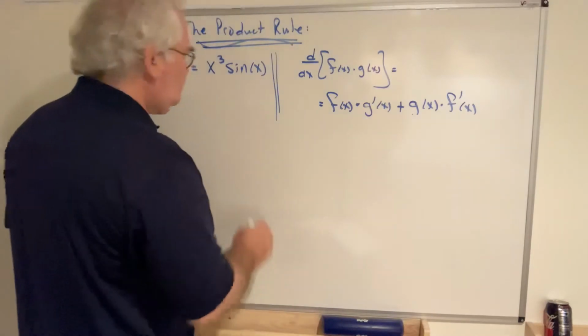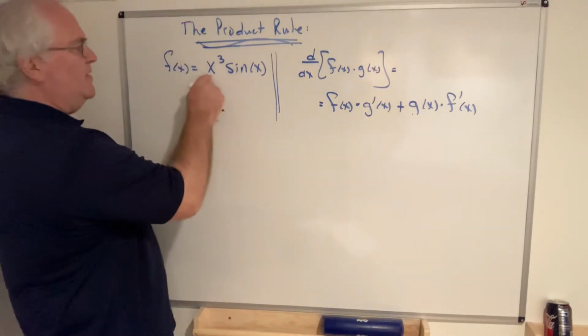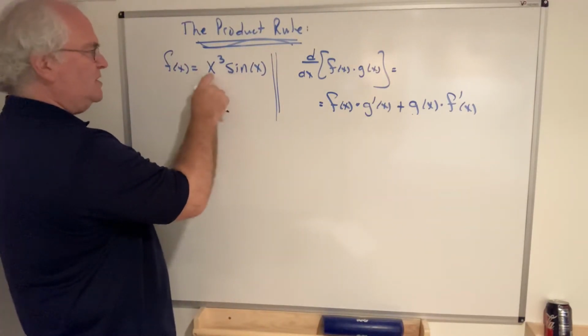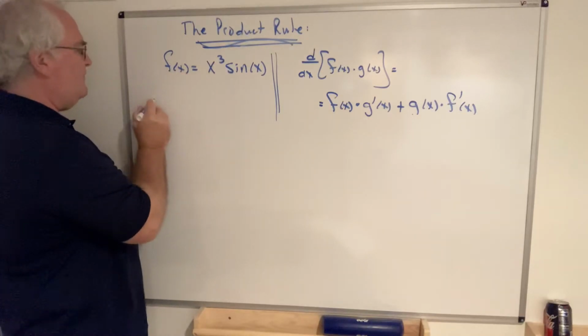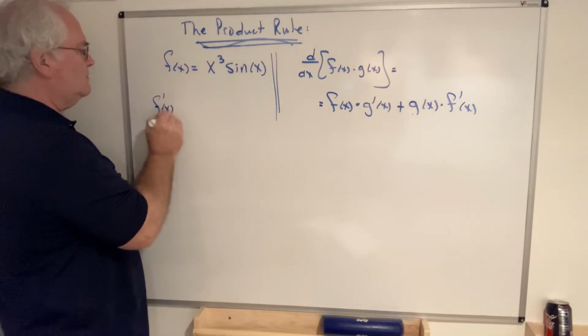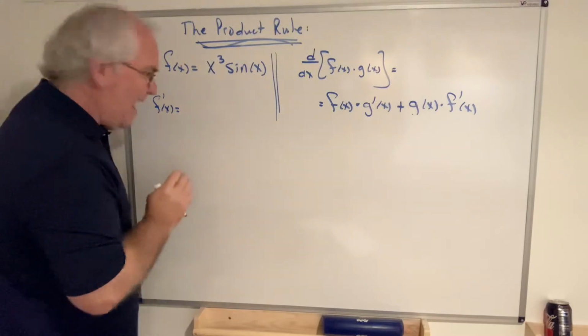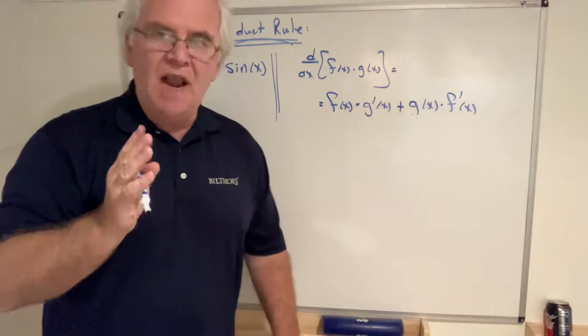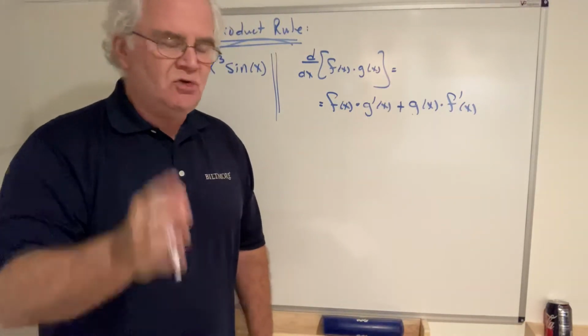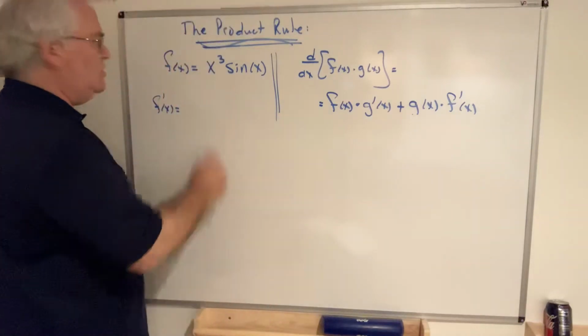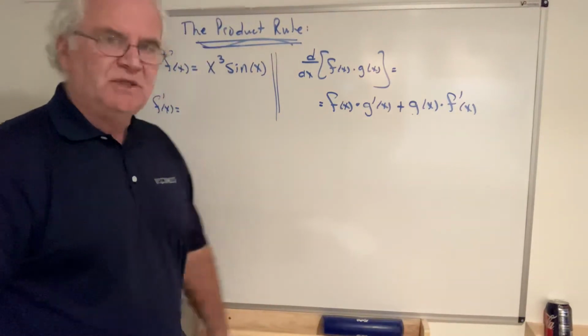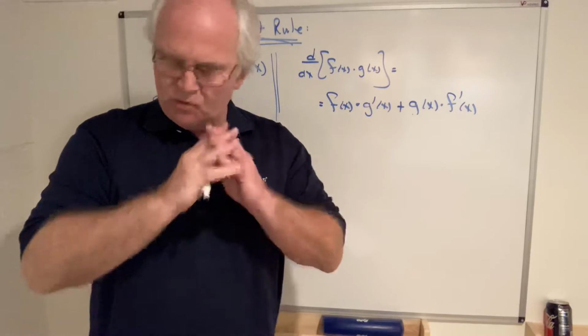So in this particular case, this is the first function, this is the second. I want the derivative of f. What you do not do is take derivative times derivative and put a box around it like you're proud of it. That is wrong, wrong, wrong.